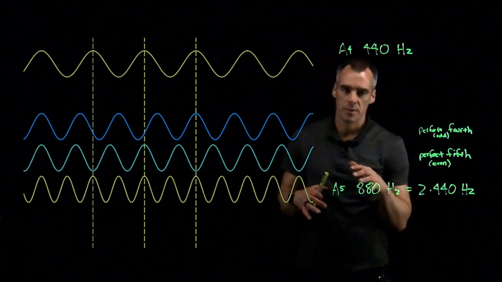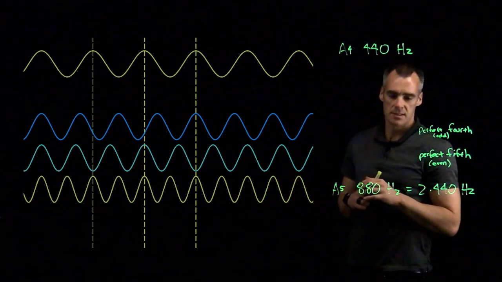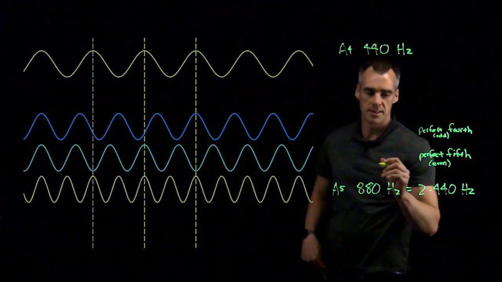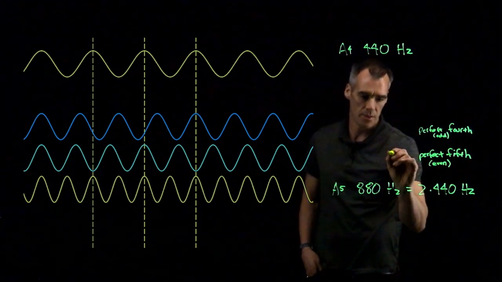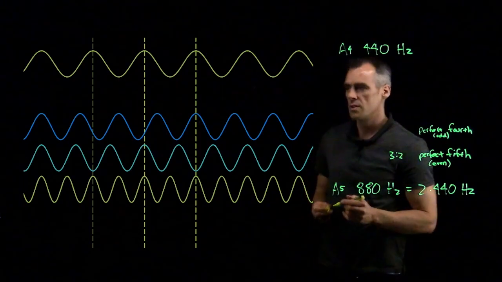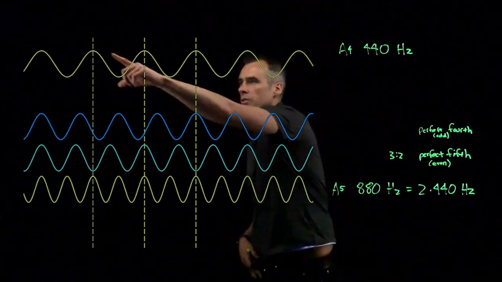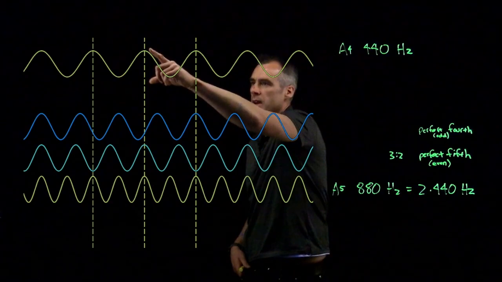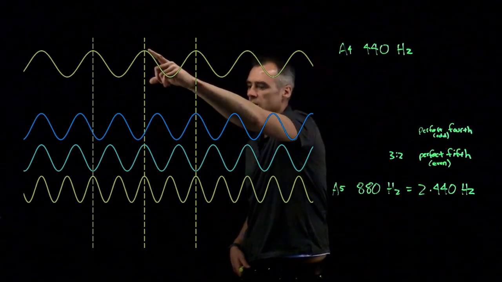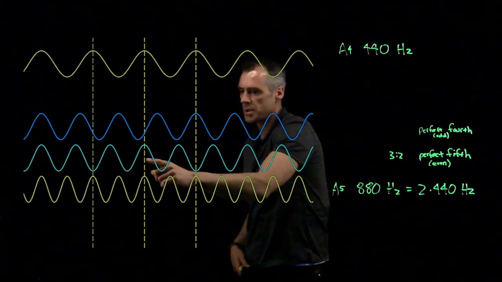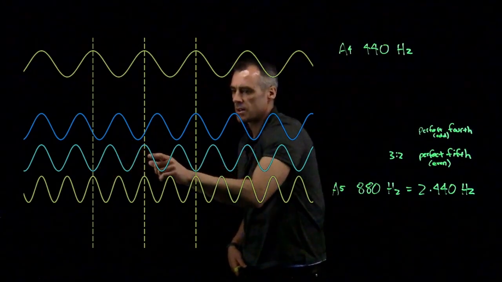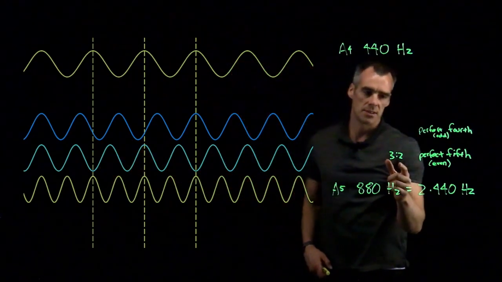But if we dig a little bit deeper into this, this perfect fifth here has what's known as a 3-to-2 ratio. So what that means is, if I'm going over two peaks in my bass frequency here, my A note, that's going to correspond to the third peak here. So we've got 1, 2, and the third peak here. So it's a 3-to-2 ratio.